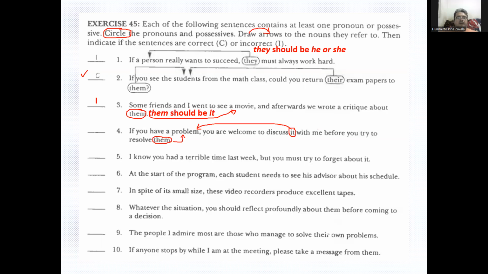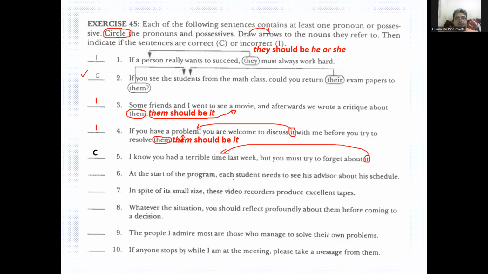So we have a problem here. Them is plural, it should be singular. So it should be it. I know you had a terrible time last week, but you must try to forget about it. This is correct. Time is not countable.